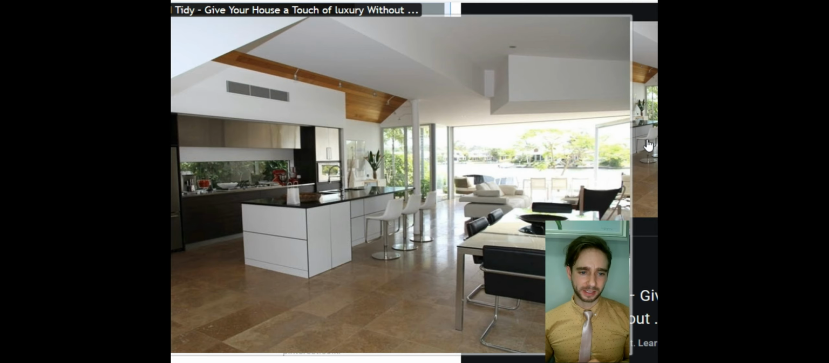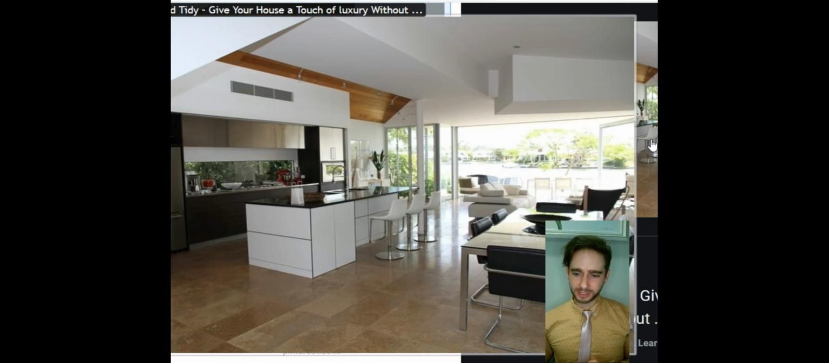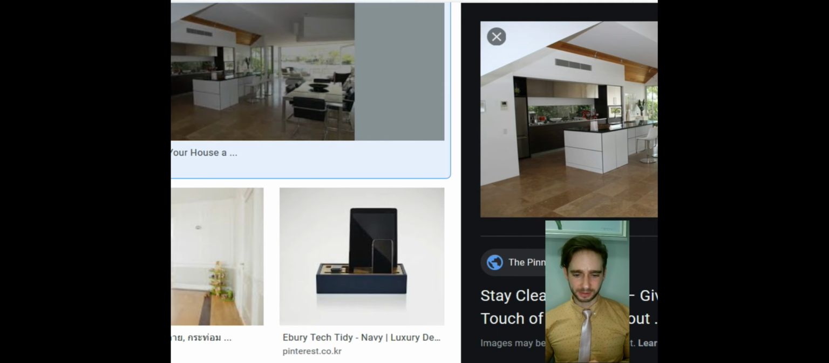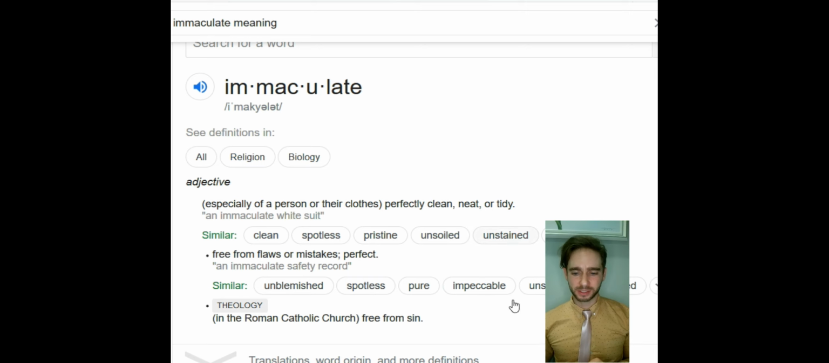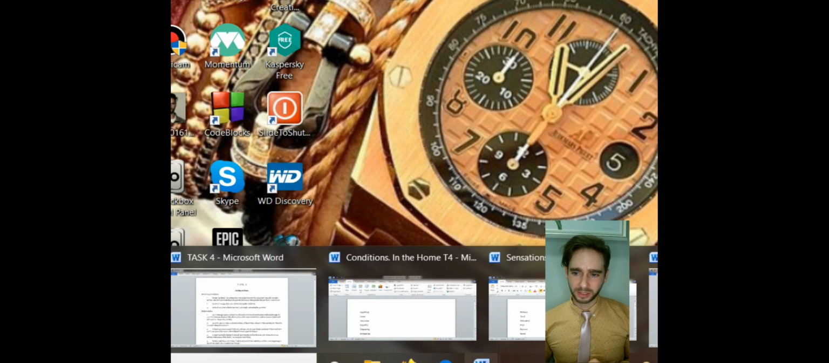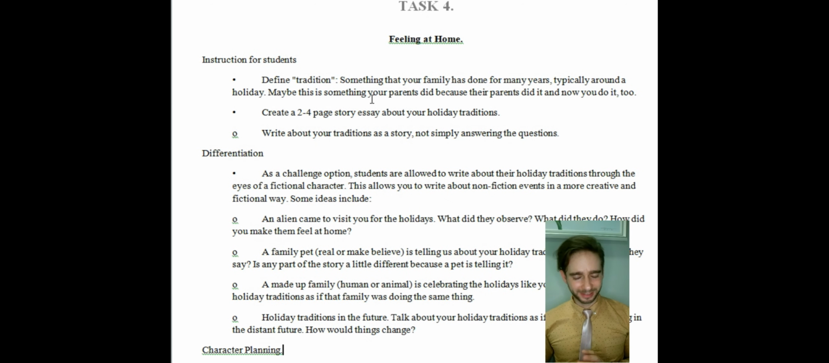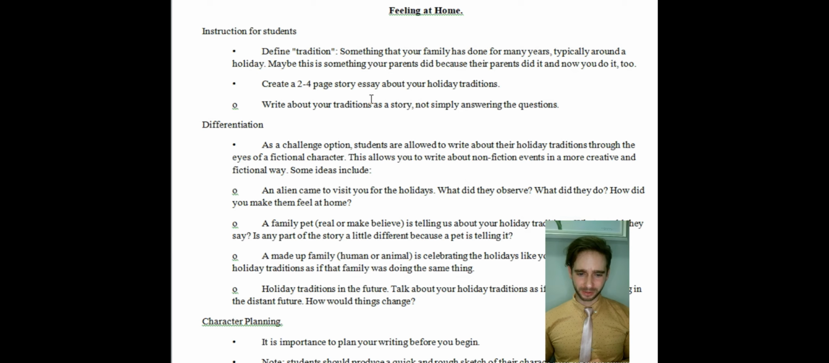Something that is immaculate. Looking at this lovely home, we can say that it is immaculately clean and tidy for sure. Or we can say that it is kept in an immaculate condition. Alright, so that's the activities, that's the vocabulary that we're going to be looking at.